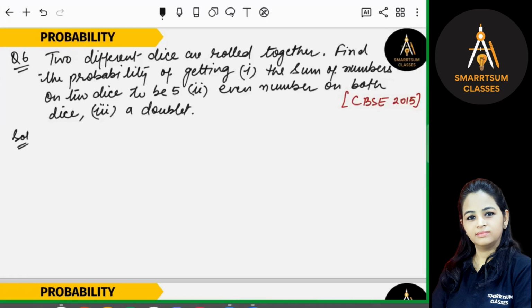So now in continuation, in today's session, we will do some more questions based on probability. Okay, now look at this question number 6. Two different dice are rolled together.